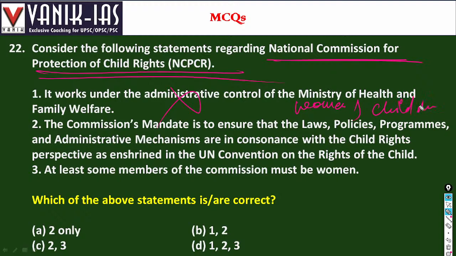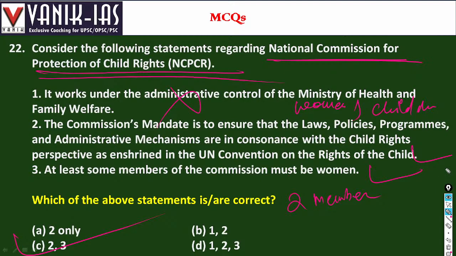Right. Next, the Commission's mandate is to ensure that laws, policies, programs, and administrative mechanisms are in consonance with the child rights perspective as enshrined in the United Nations Convention on the Rights of the Child. Yes, this is right. At least some members of the Commission must be women, that is, at least two members should be women. Right. So two and three options are right. So C is the answer. At least two women members should be in NCPCR.